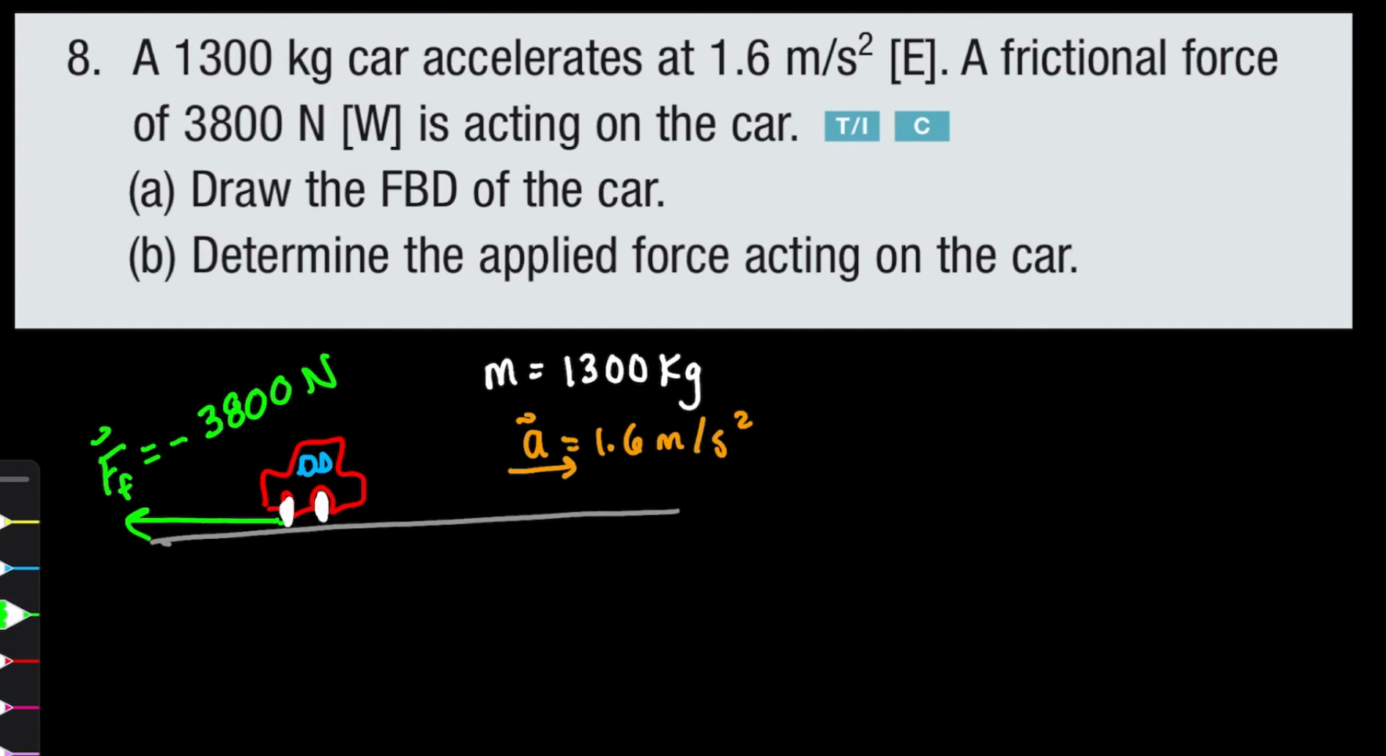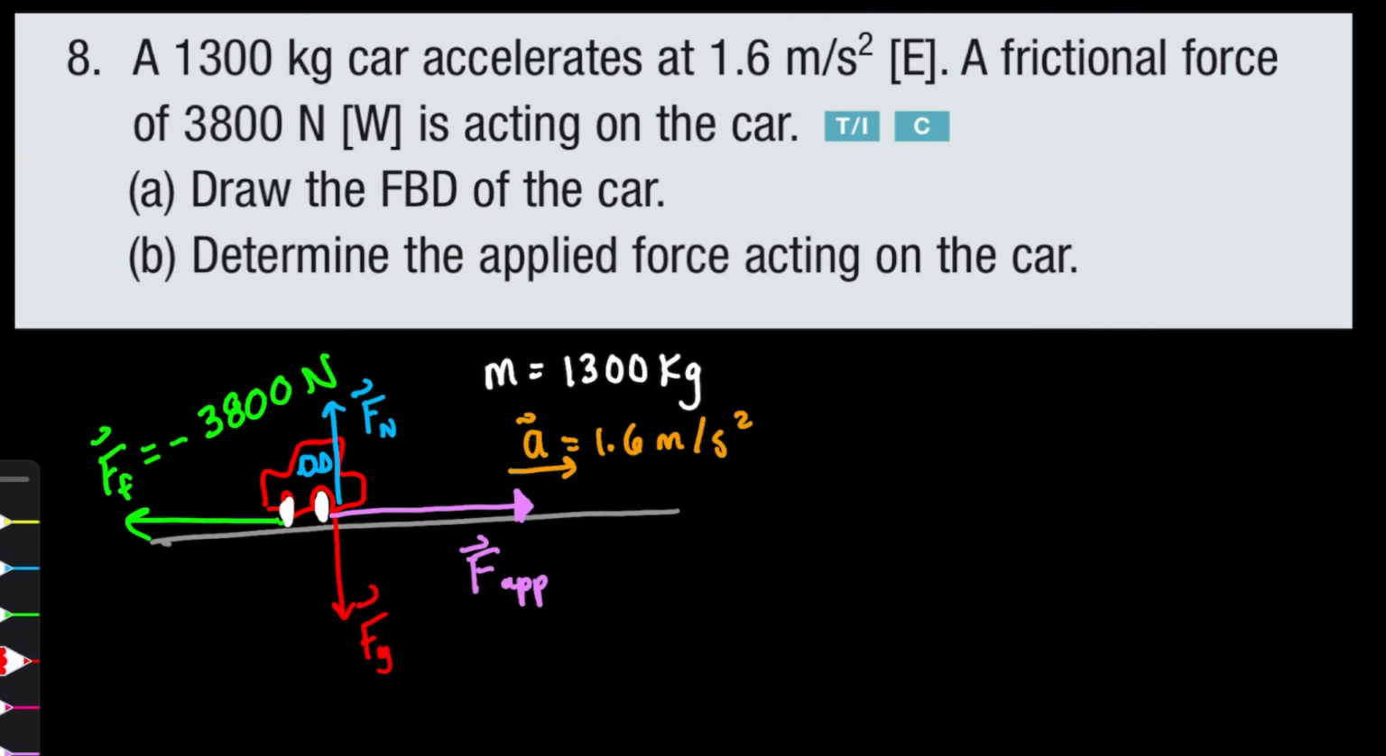This means that there must be some applied force which is going to the right, which should be greater than the frictional force in order for the acceleration to be to the right. And we're going to find this value. So this is the applied force, F applied. So the applied force is going to be pointing to the right. Now in this case, normally we'll draw the normal force, which points up, and the force of gravity pointing down.